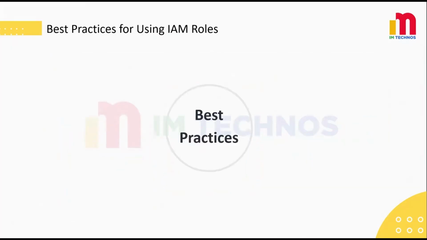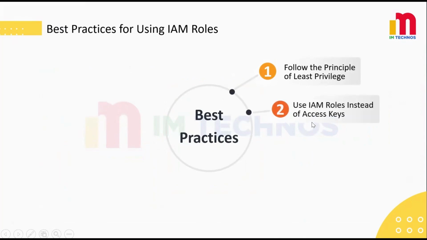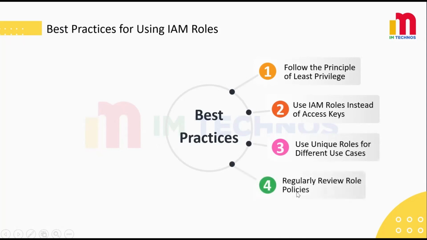Let's wrap up with some essential best practices to follow when using IAM roles in AWS. Always grant only the permissions that are absolutely necessary. Never hardcode credentials or use long-term access keys in your code. IAM roles provide temporary, automatically rotated credentials. Create separate roles for different applications or EC2 instances. This helps with clear permission boundaries and easier troubleshooting. Periodically audit your IAM roles and attached policies. Remove any permissions that are no longer needed.